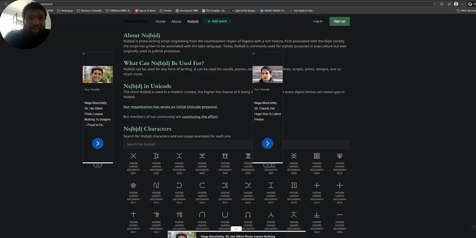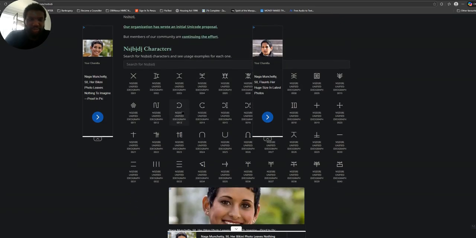Nkwa. CBD is a proto-writing originated from the southeastern region with a rich history, freely associated with the Ekba Society. The script has grown to this, this is CBD. This is my writing system. This is what I use to type characters on my computer. But it's going to be the uniform one of it, because you get OpenMotor and basically you get OpenSense, the feeling of the sense for your information.